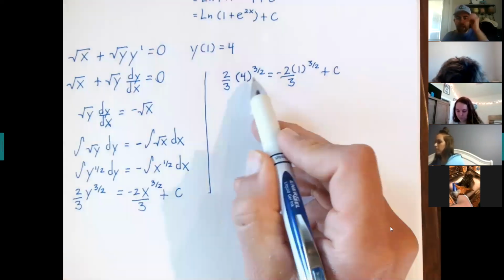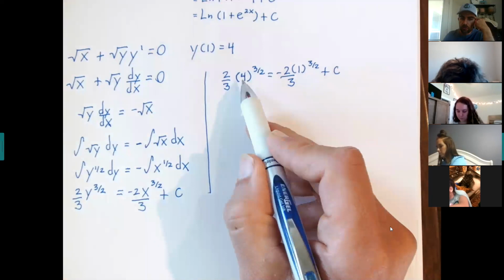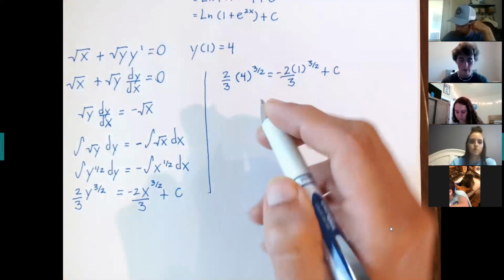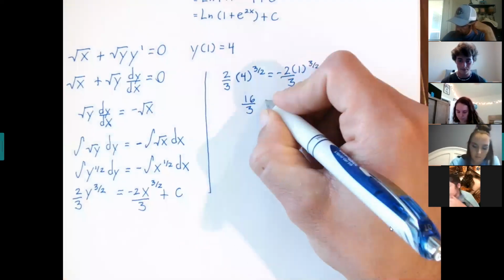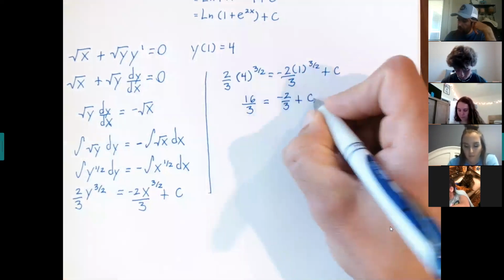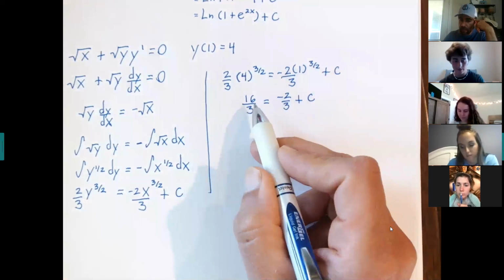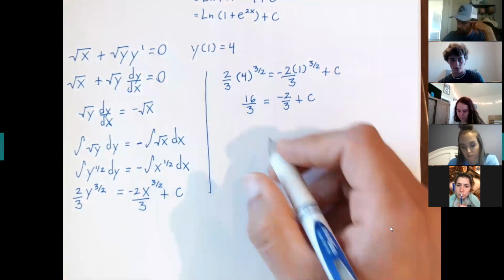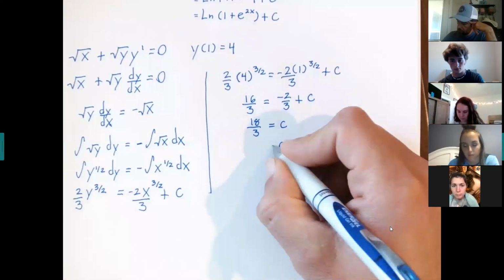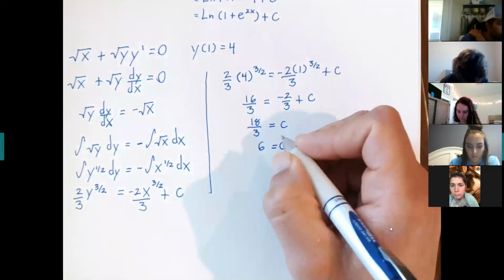So 4 to the 3/2 would be the same thing as taking the square root of 4 because of this bottom part. That would be 2, and then 2 to the 3rd power is 8, and that would be 16/3. This one's just going to be negative 2/3. Then if I add it to the other side, that's going to give me 18/3. So C is equal to 6. You with me?